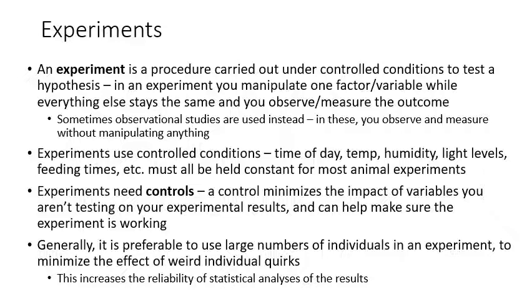Also, experiments need controls. A control is different from controlled conditions. Controlled conditions means that everything that you can think of, you're trying to hold constant, except that one variable that you are manipulating in the experiment. A control, though, is another group of individuals that you're testing in the experiment, but they're not going to be tested in the same way as the others. You're going to be using this control to make sure that your experiment is working correctly, to make sure that if there's any variables that you weren't able to hold constant, they're not impacting your results, and they also help you interpret your results.